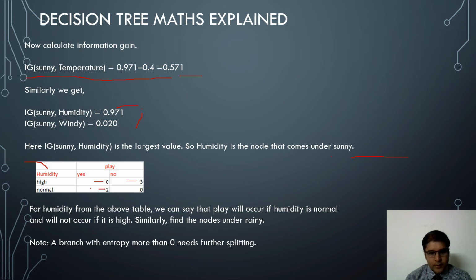Similarly, we find the nodes under any, and a branch with entropy more than 0 needs further splitting. So entropy of 0 is the best. That means there is no need for further splitting, but if it is greater than 0, then we require splitting. So I have told you, the more the information gain, the better the splitting, and the lesser the entropy, the better the splitting. Okay.